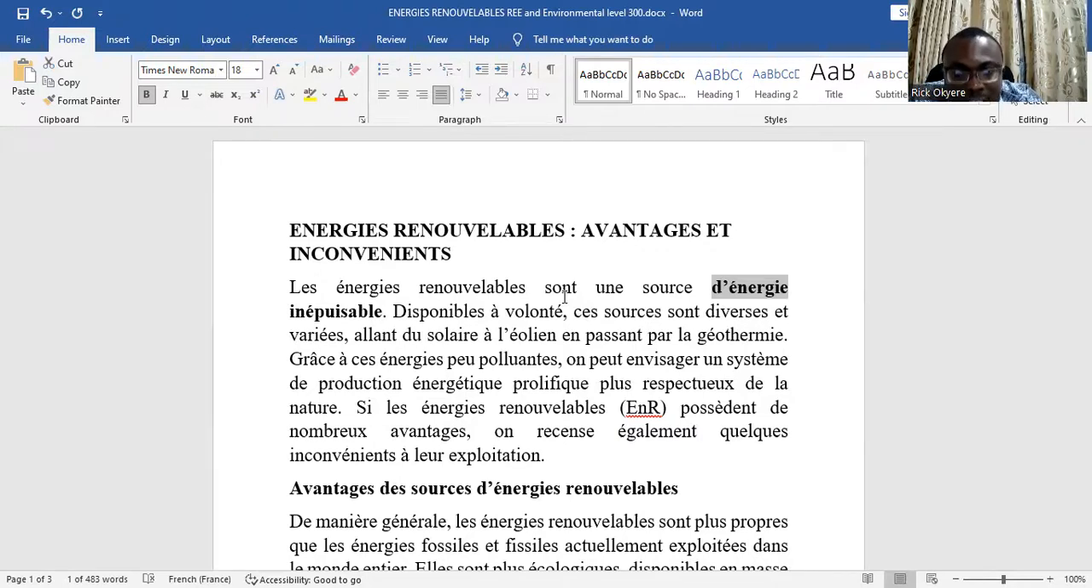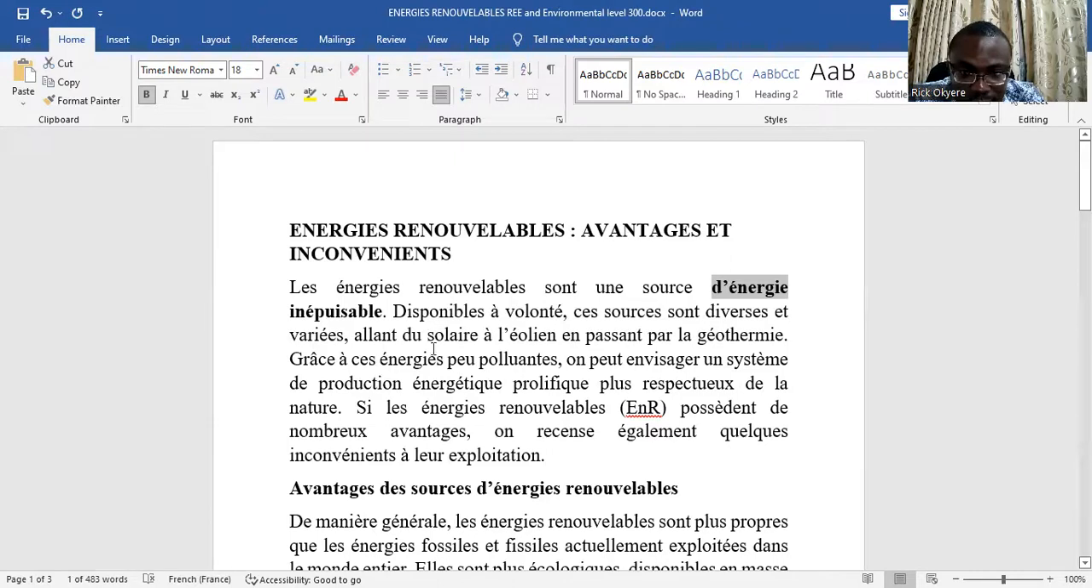Okay, disponible à volonté, ces sources sont diverses et variées. This source of energy comes from varied sources, different sources, and they are very diverse. Allant du solaire à l'éolien, en passant par les géothermies, okay? So we can have this energy through different sources. First off, from l'énergie solaire, that is the sun energy, the wind energy, éolien, and then geothermic energy. You can have this renewable energy from different places, and I've given you a few.